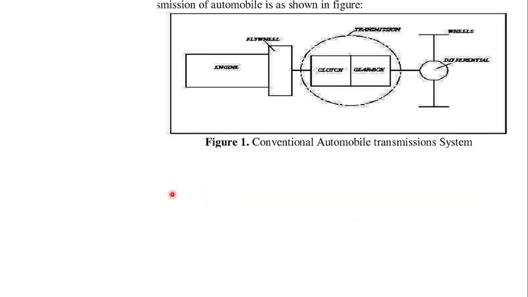Next, this is the conventional automobile transmission system schematic diagram. Engine, flywheel, clutch, gearbox, which consists of the transmission, and differential, which supplies the power from the engine to the last wheel.